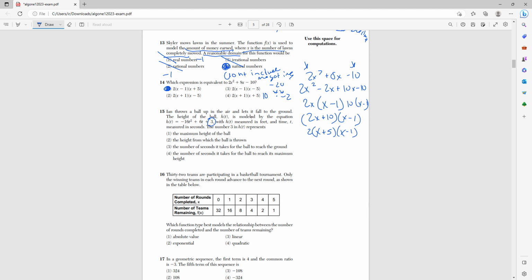So 3 is going to be our y-intercept, right? How do we know it's our y-intercept? It's because it's the only term that doesn't have a coefficient assigned to it, right?